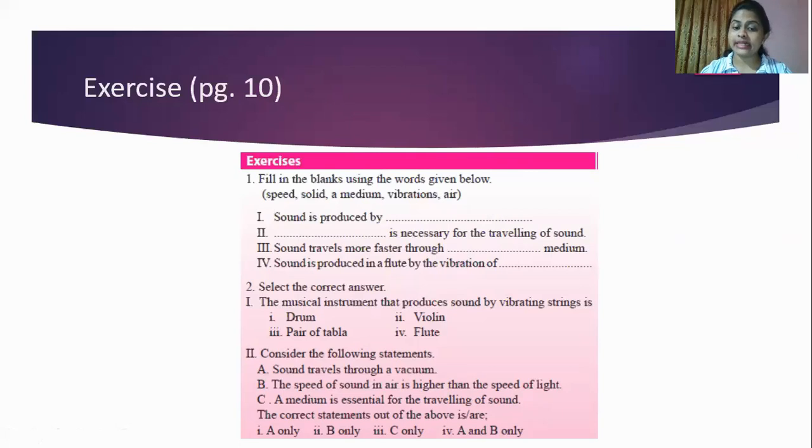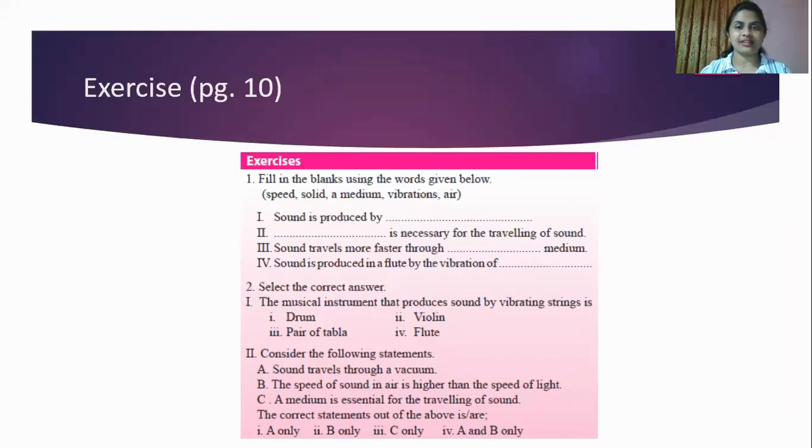The speed of sound in air is higher than the speed of light. That is also not true. Why? Nothing can exceed the speed of light, so we can't say the speed of sound in air is higher than the speed of light. So, we'll go to the next one. A medium is essential for the traveling of sound. Of course, we got to know from several experiments that a medium is essential for it to propagate. So, the correct answer is C only.